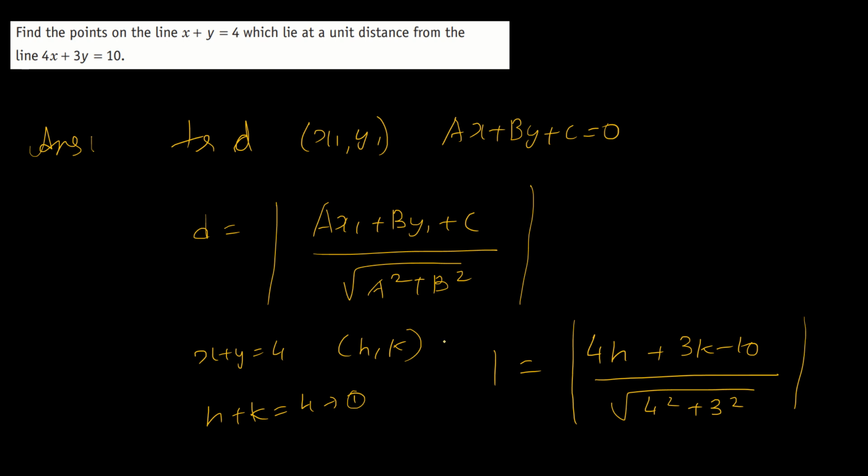Now let us form the second equation. How do I form it? (h, k) is at a unit distance from 4x plus 3y equal to 10. So that's how I form the second equation. We can write 4h plus 3k minus 10 equal to plus or minus 5.